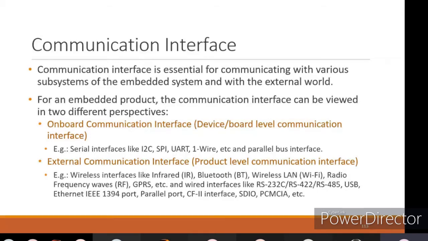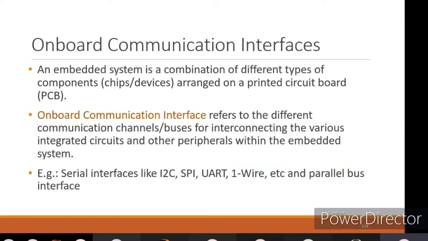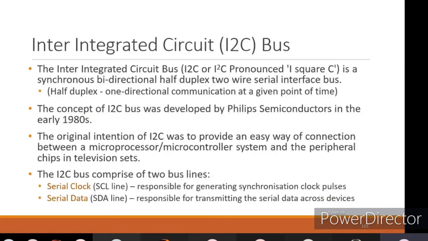With respect to external devices and onboard communication interfaces, an embedded system is a combination of different types of components, that is chips and devices arranged on the printed circuit board. Onboard communication interface refers to the different communication channels or buses for interconnecting the various integrated circuits and other peripherals within the embedded system. For example, serial interfaces like I2C, SPI, UART, one wire, etc., and the parallel bus interface. First, we'll see them one by one.